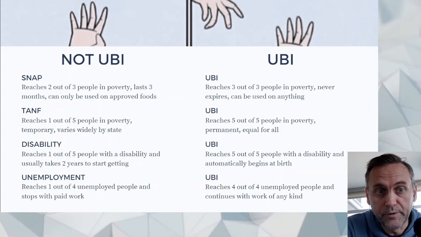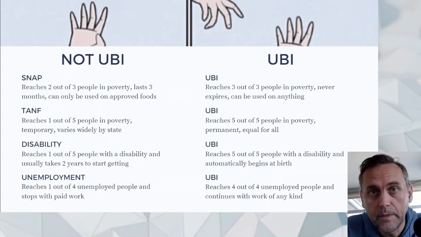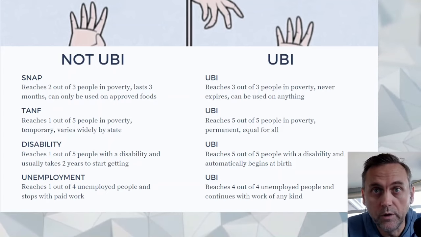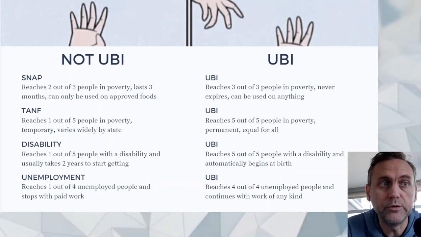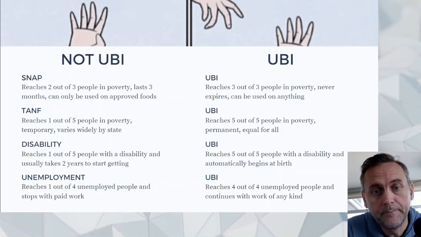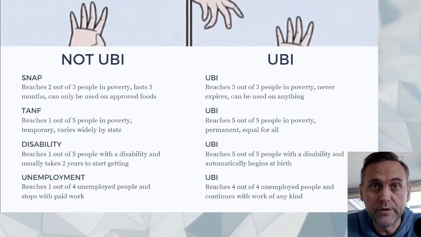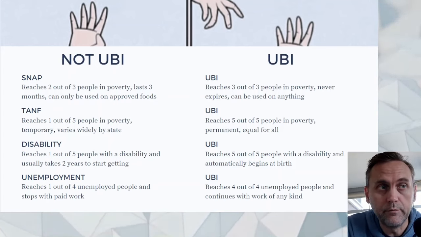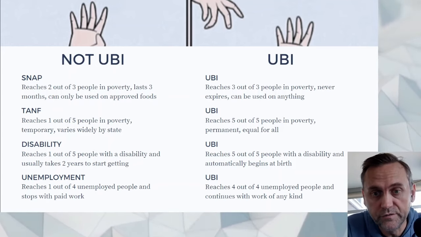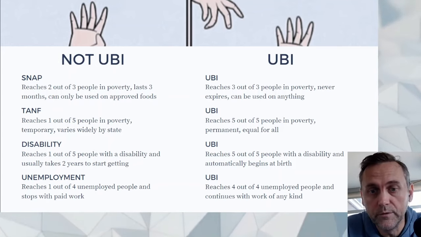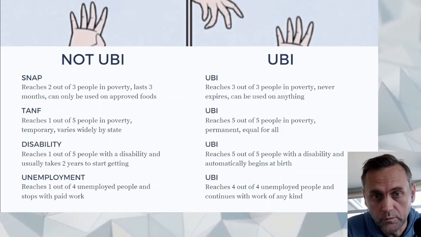Another example is with unemployment that reaches one out of four unemployed people. And of course it stops with paid work. So this is literally paying people to stay unemployed, and basic income remains with employment. So it's not money to do nothing. It's money to do anything. And of course it reaches four out of four unemployed people. And of course continues with work of any kind, including unpaid work.